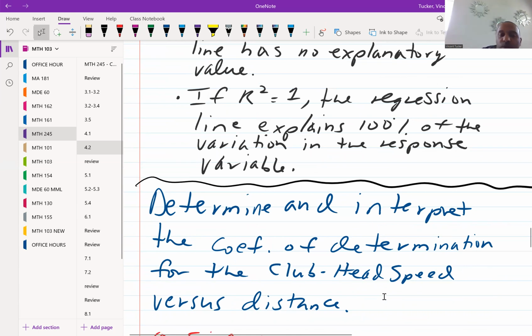So for this next example, we want to determine and interpret the coefficient of determination for the club head speed versus the distance.